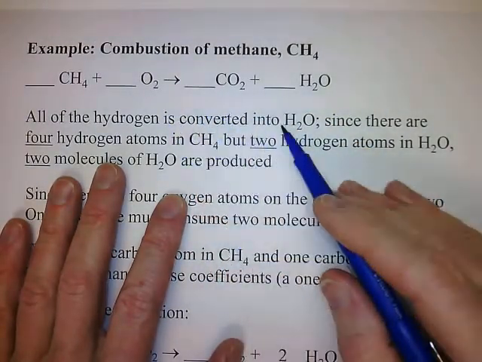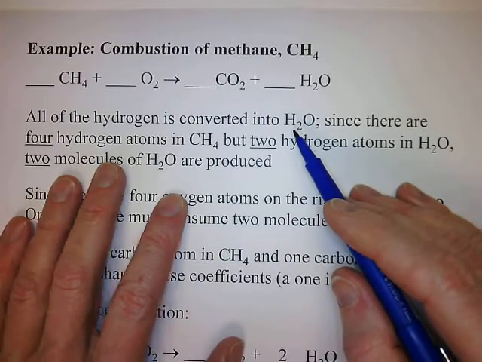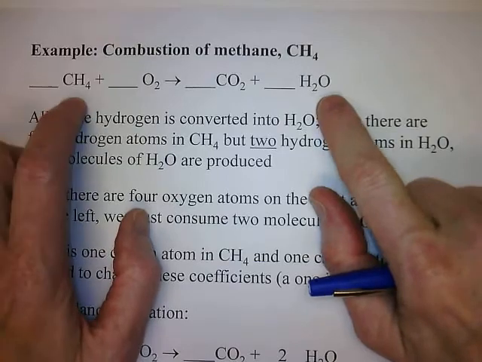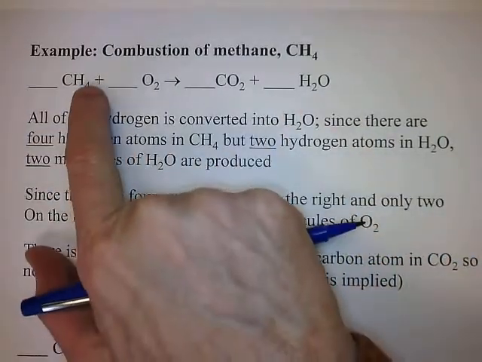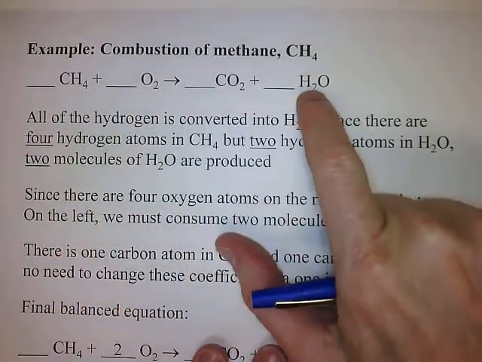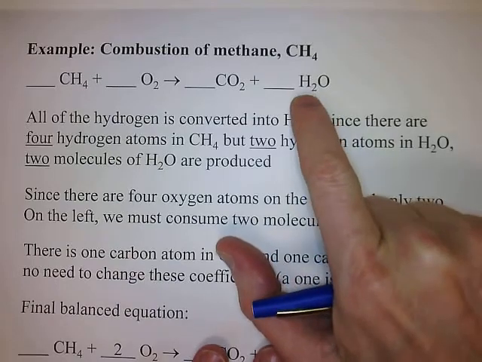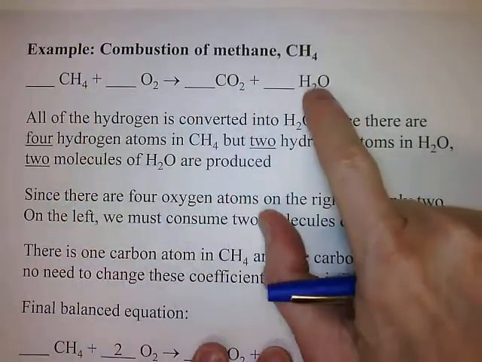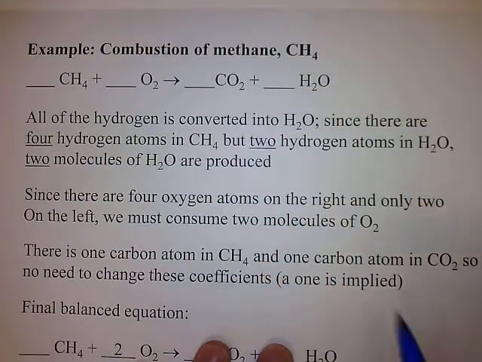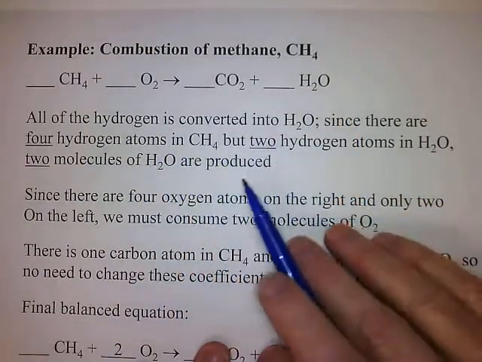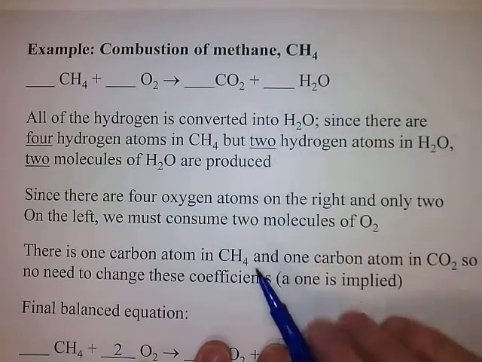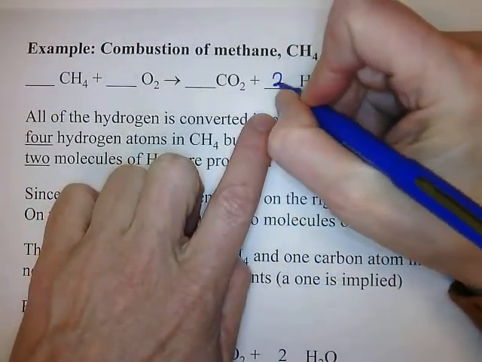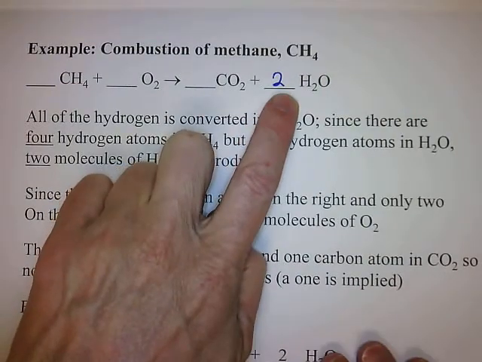So all of the hydrogen gets converted into water. Right? You only have 2 chemical species that have hydrogen in them. So if we have 4 hydrogen here, we're going to have 4 hydrogen here. But we don't have 4, we only have 2. Methane has 4 hydrogens, water only has 2. So what do we have to do? All right, we have to put a 2 in front of the H2O.